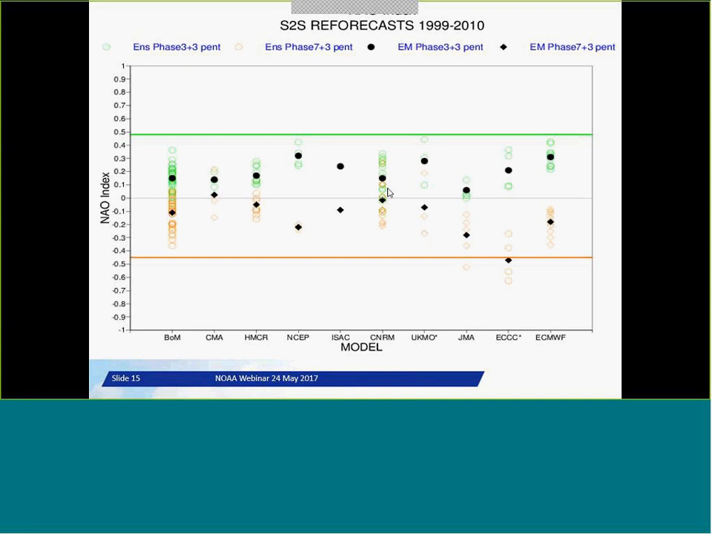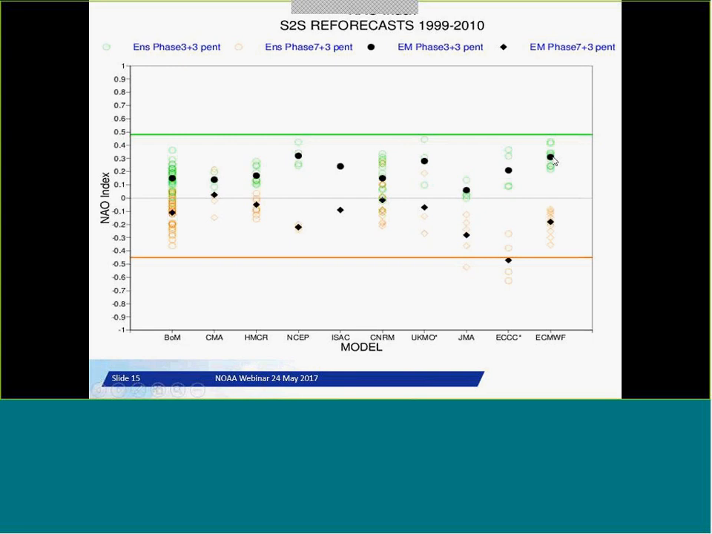What we can see, the lines here, the green line and orange line, represent the values for ERA-Interim, which is +0.5 minus 0.45 for NAO. And we can see that not a single ensemble member really reached this level. So ERA-Interim is really an outsider of the ensemble members for phase 3.